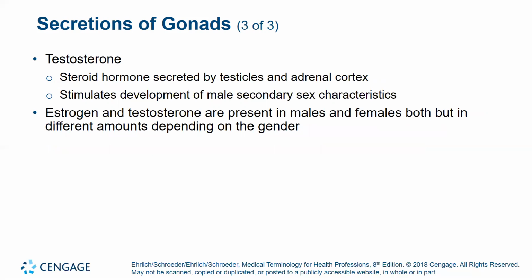We have testosterone, a steroid hormone secreted by the testicles and adrenal cortex, which stimulates development of male secondary sex characteristics. And then estrogen and testosterone are present in both males and females, but in different amounts depending on the gender.